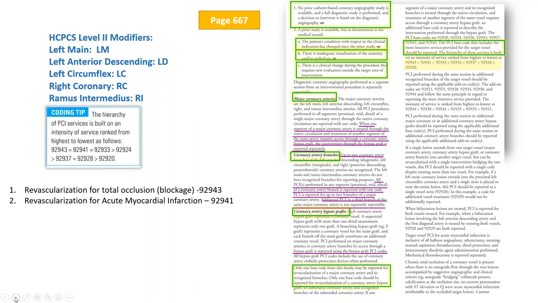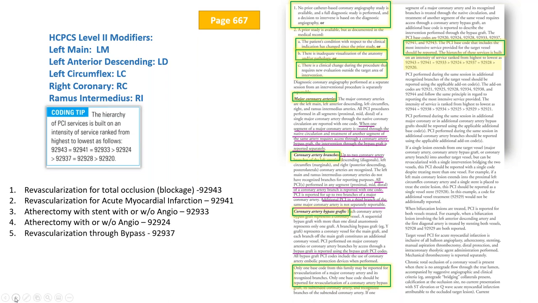Now, here is a list. I'm a list person. So the shorthand for 92943 is revascularization for total occlusion, or basically a complete blockage. 92941 is revascularization at AMI. 92933 is atherectomy with stent, with or without angioplasty. If you just have an atherectomy with or without angio, it's 92924. And revascularization through a bypass is 92937. A stent with or without angioplasty is coded to 92928. And plain old angioplasty, either balloon or PTCA, is 92920.